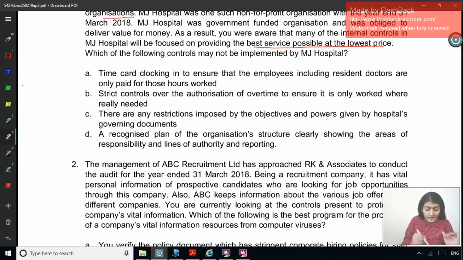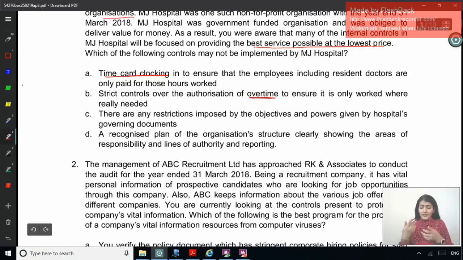So what is the first internal control? Time card clocking, for paying the salary. Then strict controls over the authorization of the overtime. I don't think this will affect the best possible service which they want to provide to the people.